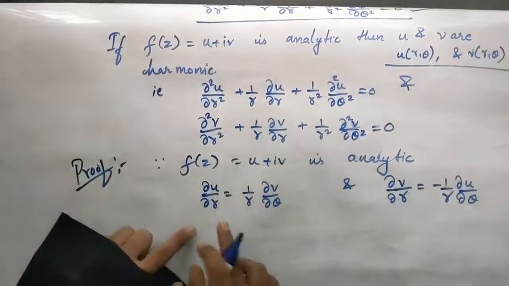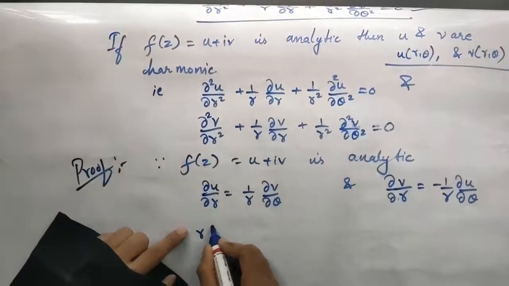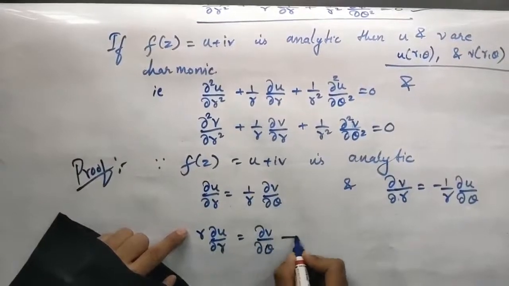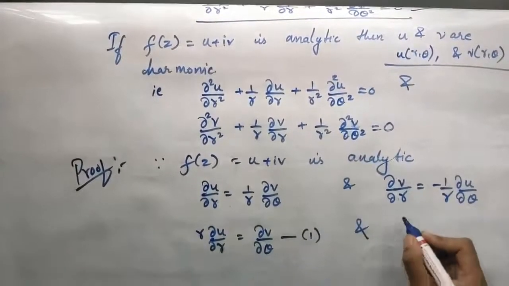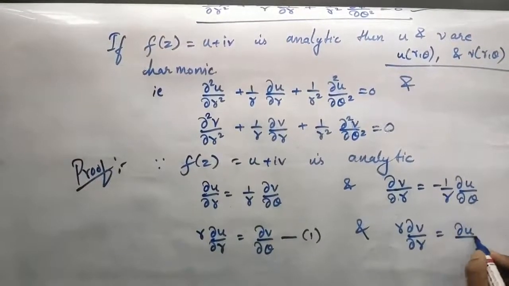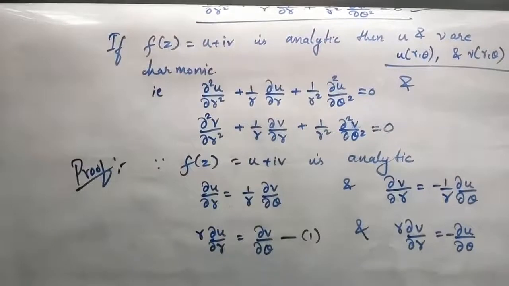So I can rewrite this equation as r into dou u by dou r is equal to dou v by dou theta. Call this as equation 1. And the same equation over here I can write r into dou v by dou r is equal to minus dou u by dou theta. Call this as equation 2.